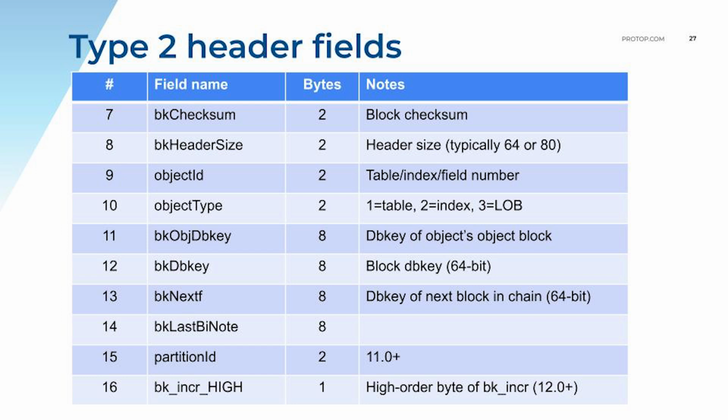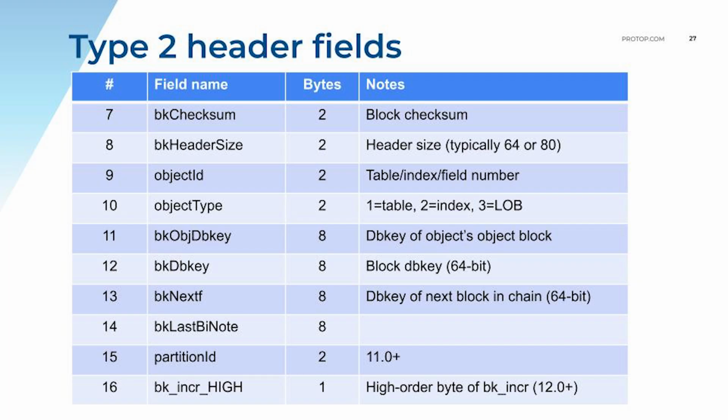The next field is the header size. And because type 2 block headers are variable in size, the storage engine needs to know where the header ends and the data payload begins. So this is how it knows. So that's always going to store a value of 64 or 80. The next 2 fields, because the blocks in type 2 are specific to one storage object, tell us what object that is. The object type has a value of 1, 2, or 3, meaning table, index, or lob. And the object ID is either the table number, the index number, or the field number if it's a lob.